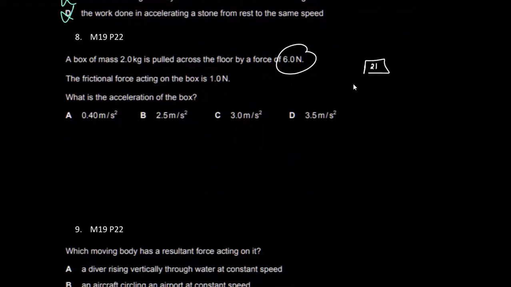So it's a 2 kg box and we are applying a 6 Newton force on it. The frictional force acting on the box is 1 Newton. What is the acceleration of the box?